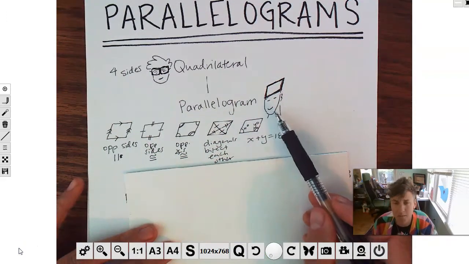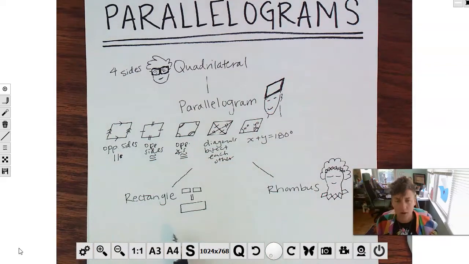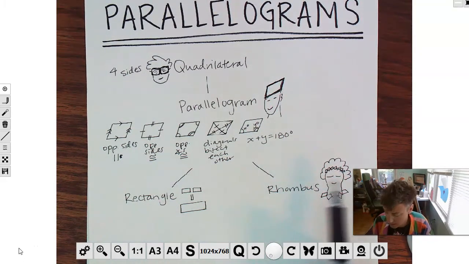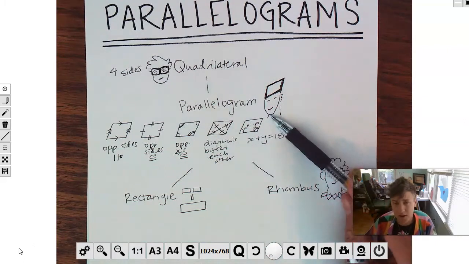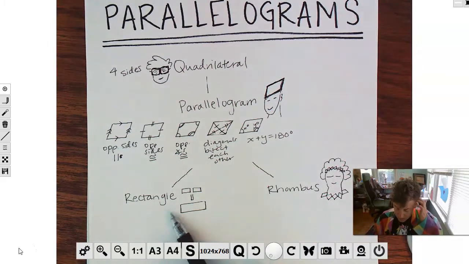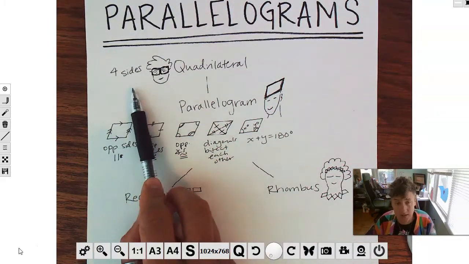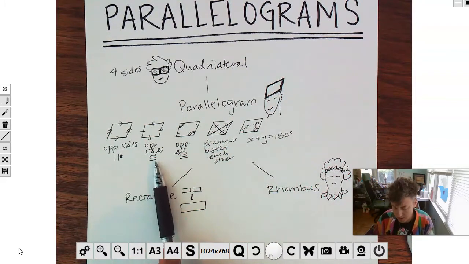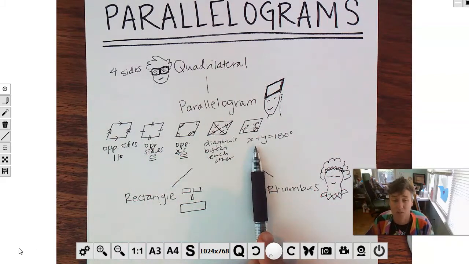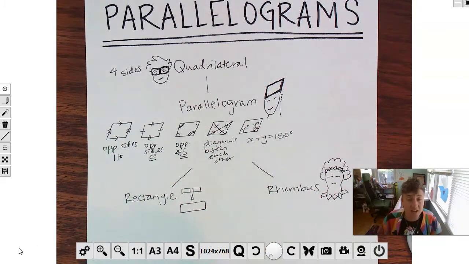Now, parallelogram Paul had 2 kids, Rectangle Ralph and Rhonda the Rhombus. These kids inherited everything that their dad had, who inherited everything that his grandma had. So, Rectangle Ralph not only has 4 sides, opposite sides parallel, opposite sides congruent, opposite angles congruent, diagonals that bisect each other, and consecutive angles that are supplementary, but Rectangle Ralph also has all of his angles equal to each other, and they are all right angles.